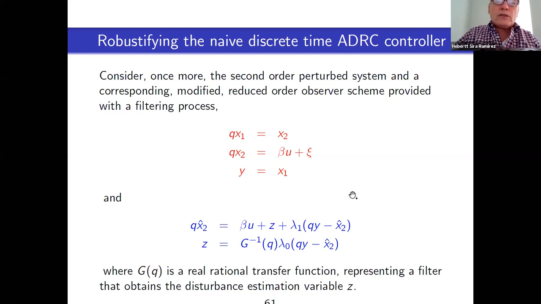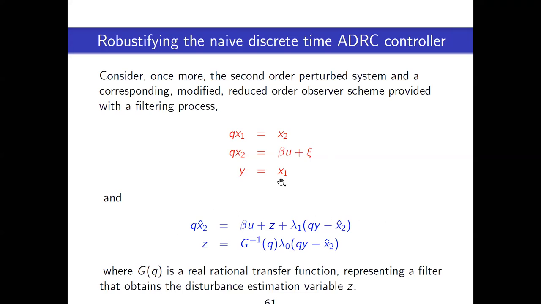And that propagates through sensitivity functions in a manner which provides features to the closed loop system when this modified naive ADRC controller is properly set into an ADRC kind of form. So let's continue with a very simple example because that's the easiest way to understand the issue.